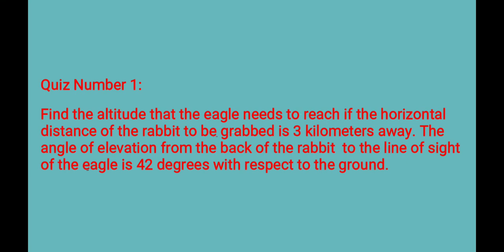Quiz number 1. Find the altitude that the eagle needs to reach if the horizontal distance of the rabbit to be grabbed is 3 kilometers away. The angle of elevation from the back of the rabbit to the line of sight of the eagle is 42 degrees with respect to the ground.